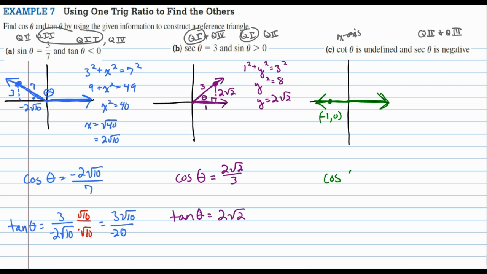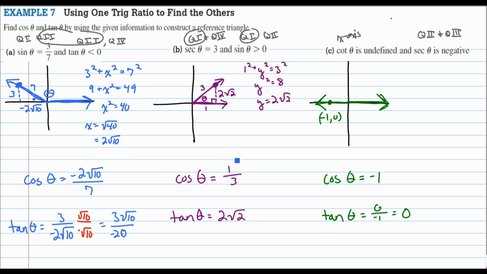So the cosine of theta is going to be, let's see, adjacent over hypotenuse, so that's going to be the x-coordinate over 1, so that would be -1. The tangent of theta would be opposite over adjacent, so y-coordinate over x-coordinate. The y-coordinate here is 0, x-coordinate is -1, so that would be 0.